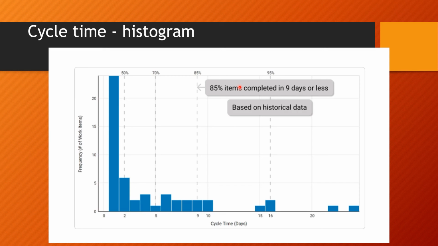You can give an indication to a customer, you can give an indication to leadership, that 85% of the time I will be completing my work within 9 days, right? Any item that arrives in my queue, I will be completing within 9 days with 85% confidence. That's the predictability you can give to the leadership and customer. The more the better, right?